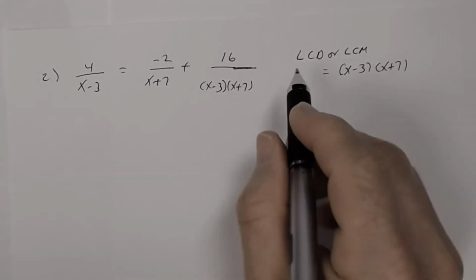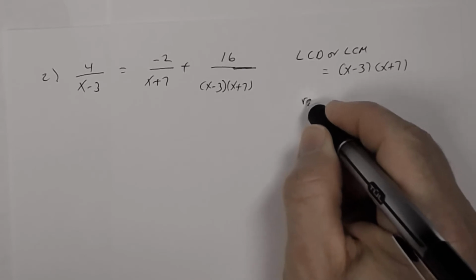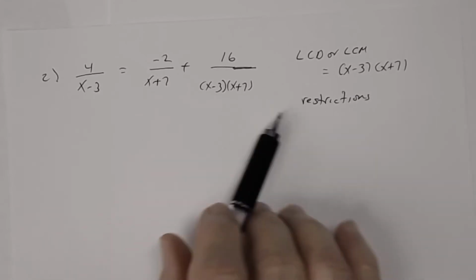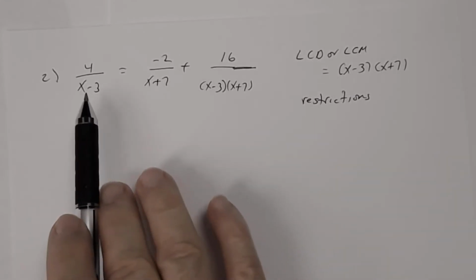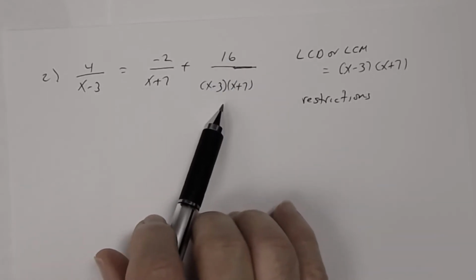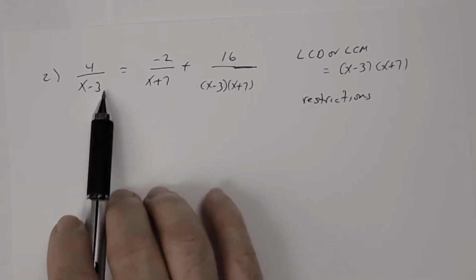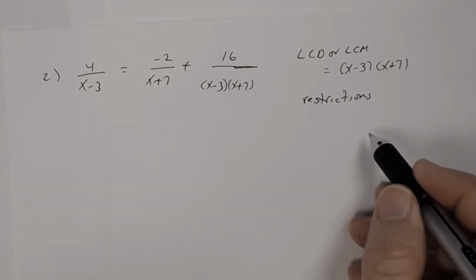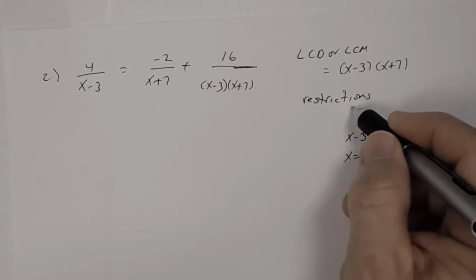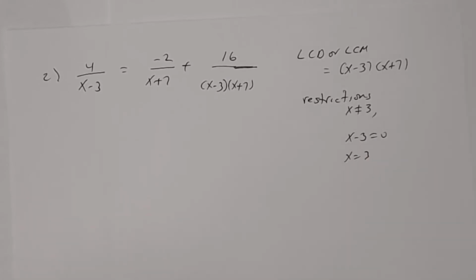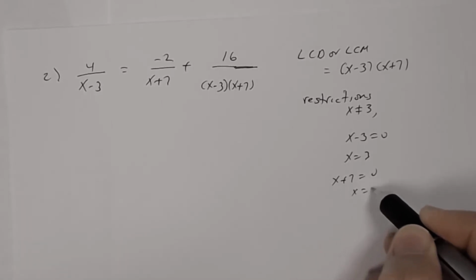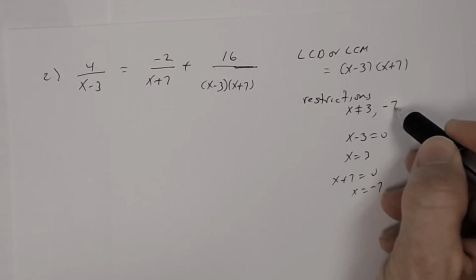All right, now the next thing you want to do before you go on is find the restrictions. So let's talk about the restrictions. Remember, the restrictions are any real numbers that make your denominators 0, so any real number that makes each rational expression undefined. So what makes this denominator, x minus 3, 0? x minus 3 is 0 when x equals 3. So that's one of my restrictions: x cannot equal 3. Now if you look at this one, x plus 7 equals 0, so x equals negative 7. So the other one is that x cannot equal negative 7 as well.